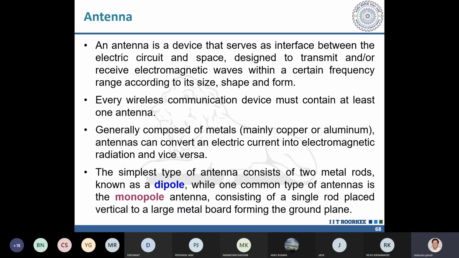The frequency that the antenna will catch, or the antenna will transmit, will depend on how you have designed the size, shape, and type of antenna. Okay, it will depend on it. So that's why you see there are different types of antennas.